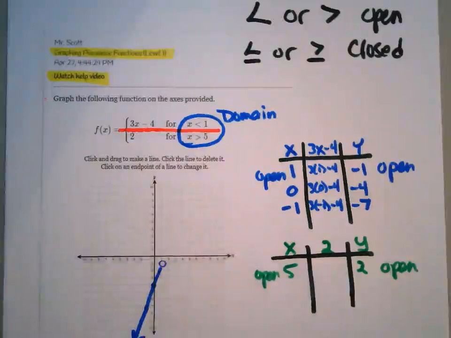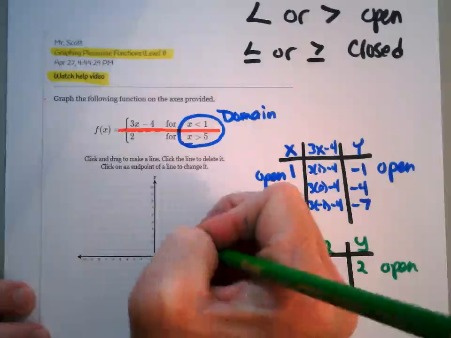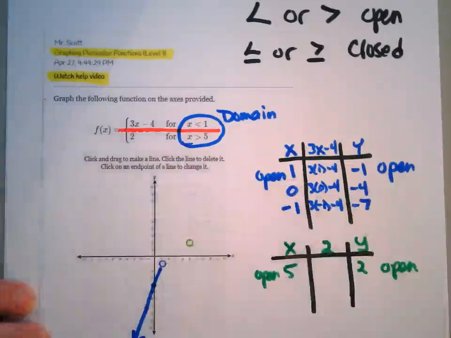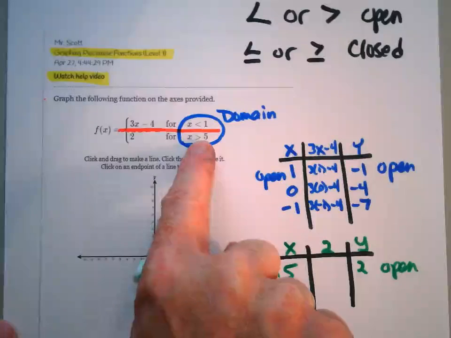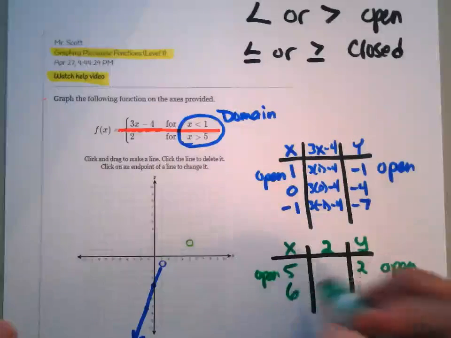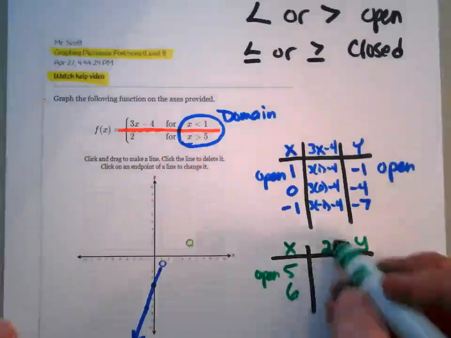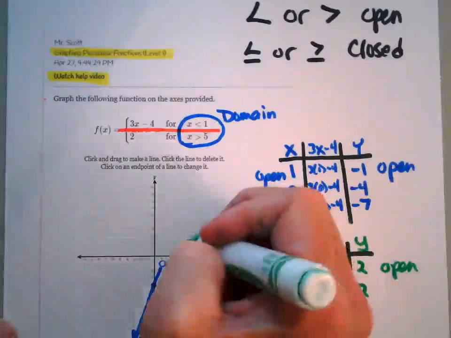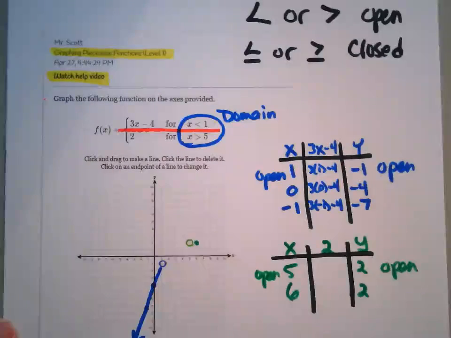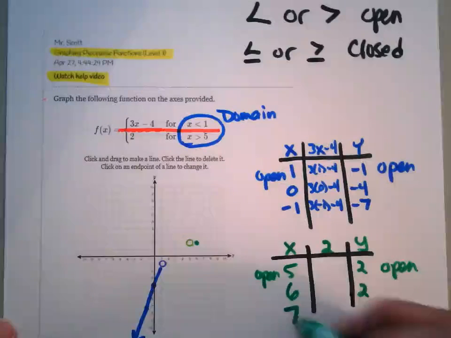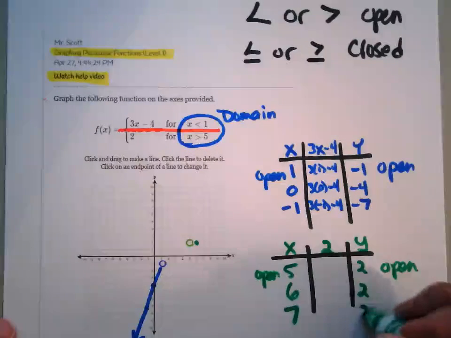Let me get a little bit smaller pencil here, something to write with. So we have an open circle right there at (5, 2). We're going to continue with x values that are greater than 5. So we go to 6, plug in the 6. You can't plug 6 into 2, so it just becomes 2. So you get a dot right there at (6, 2). Next number, 7. Can't plug 7 into 2, so you just get 2.